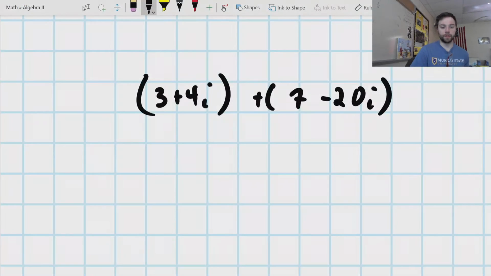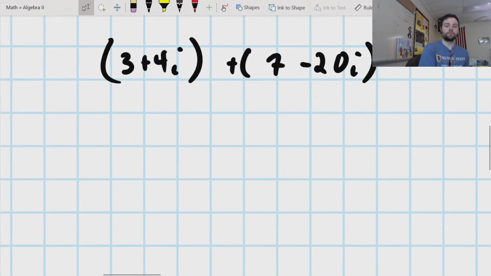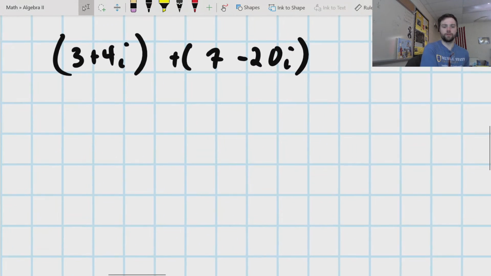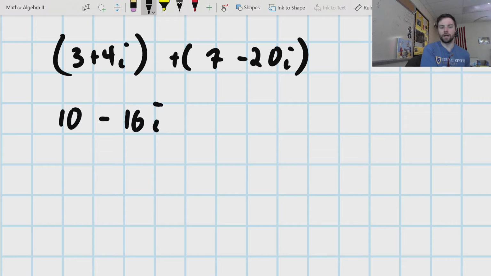We're going to do this one together. I encourage you, if you get the idea, you can pause the video, or if you're going back and reviewing these problems, pause the video and see if you can get it. But 3 plus 7 is going to be 10. And then 4 plus a negative 20 is the same as subtracting 20 from 4, so that's going to be negative 16i. That's the solution to that problem.